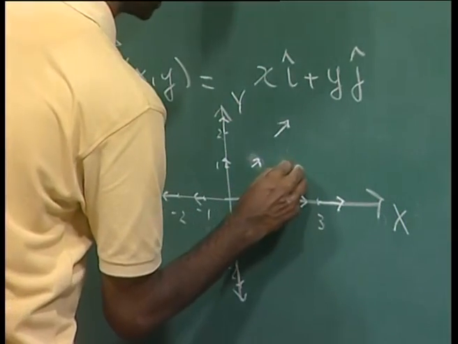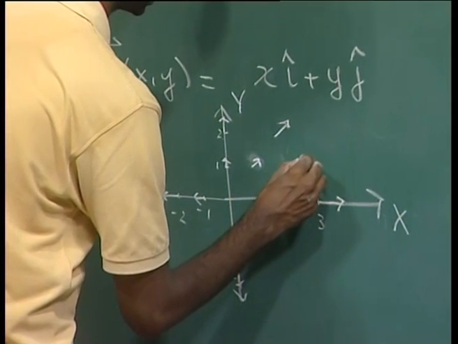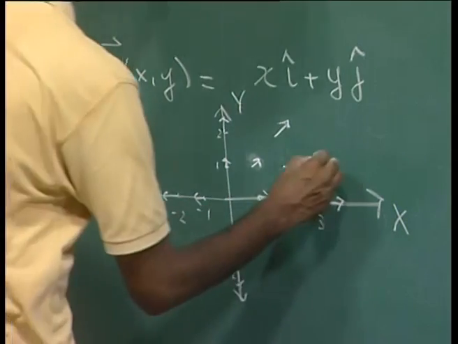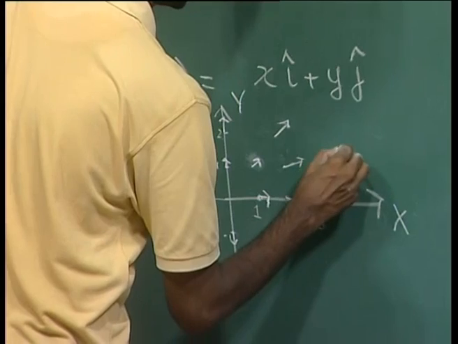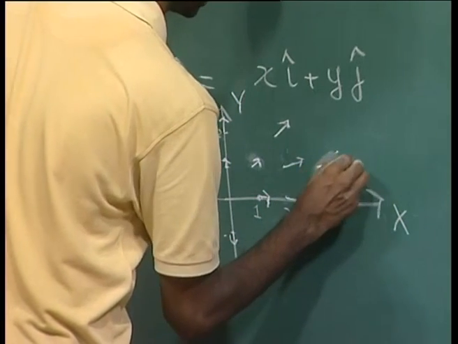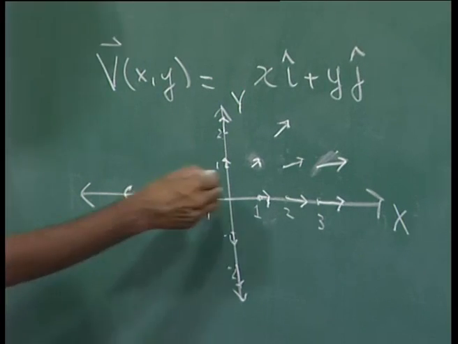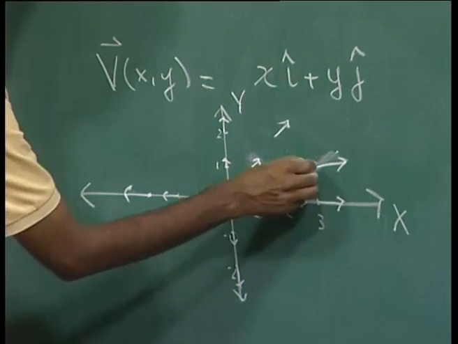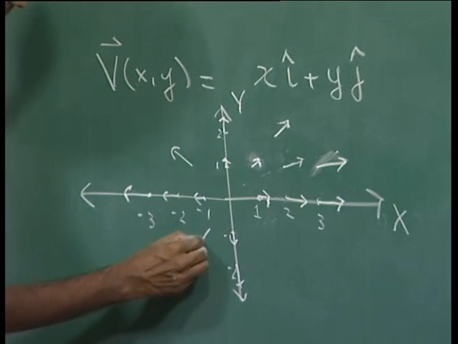If you take a point at 2, 1, the x component is 2, the y component is 1. So, you have a vector pointing along this direction, and here you will have a vector pointing along this direction. In other words, it is not hard to show that all these vectors point radially outward, and you can show it in this direction too.